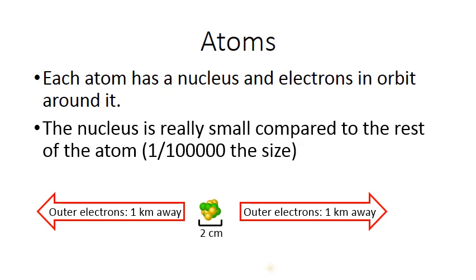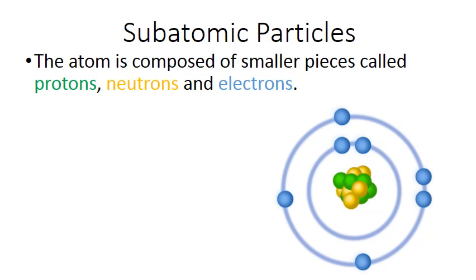So an atom is mostly empty space. That's what we're trying to get at here. Mostly empty space. The very little mass that it has is concentrated mostly in the nucleus. So we should go through the subatomic particles. These are all the bits that make up the atom. There's 3 main subatomic particles, and they're protons, neutrons, and electrons.